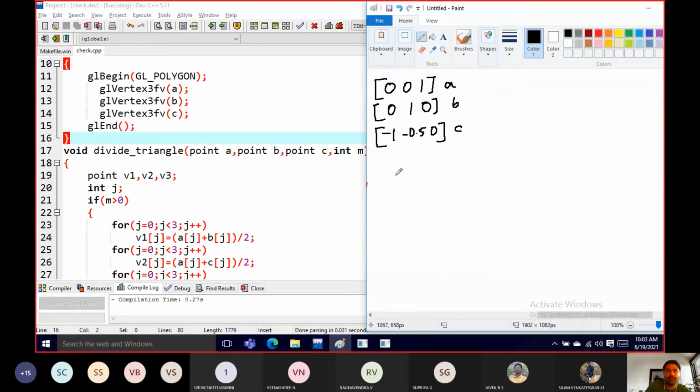So V1 of j, where j is 0: V1 of 0 will be equal to A of 0 plus B of 0. What is A of 0? It is 0. What is B of 0? It is also 0. So 0 plus 0 divided by 2 is 0. V1 of 1 is 0 plus 1 divided by 2, which is 0.5.